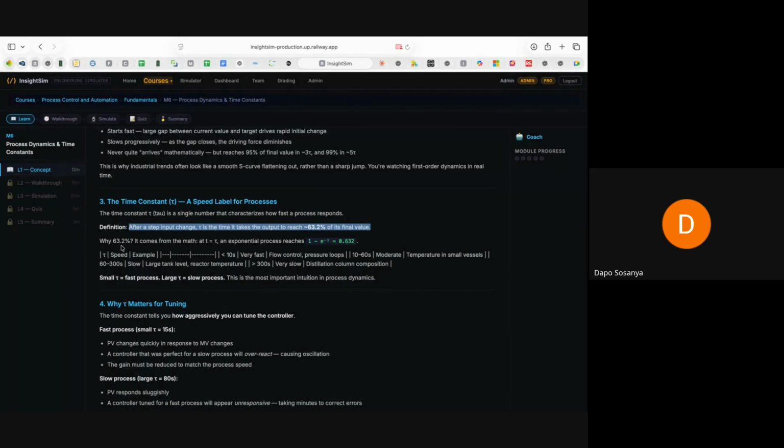So that is how I mentioned that, so as to know that we're not just talking mathematics here. We're talking application. Right. So why 63.2%? It comes from the maths: at t equals tau, an exponential process reaches 1 minus e raised to power minus 1, which is approximately 0.632.